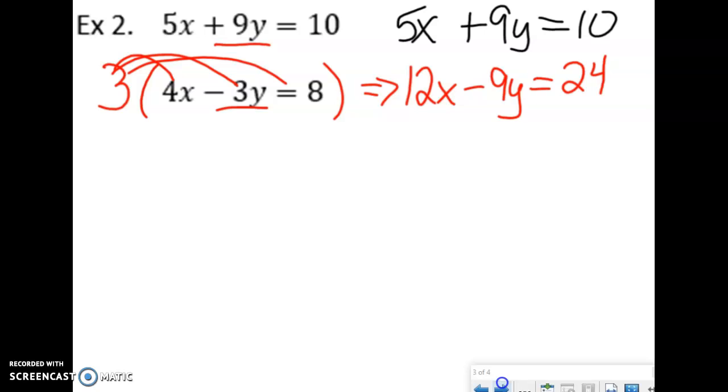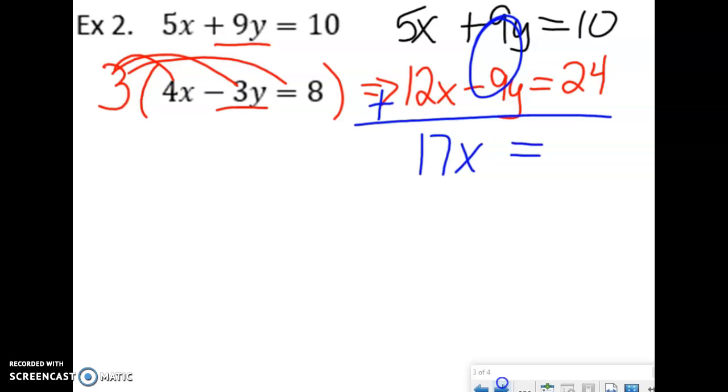You'll get more familiar with this. You'll start to see it a little bit faster the more you work with these. And again, this is a review, so hopefully we already have some of this knowledge from last year. So now what I want to do is go ahead and just add the equations because I have opposites that are going to make 0. All right, additive inverses cancel each other out. So 5x plus 12x is 17x, and then 10 plus 24 is 34.